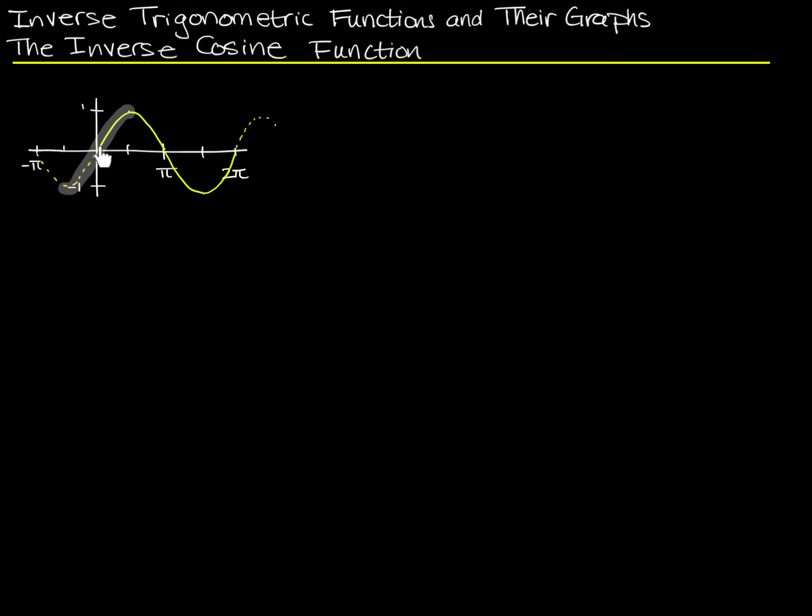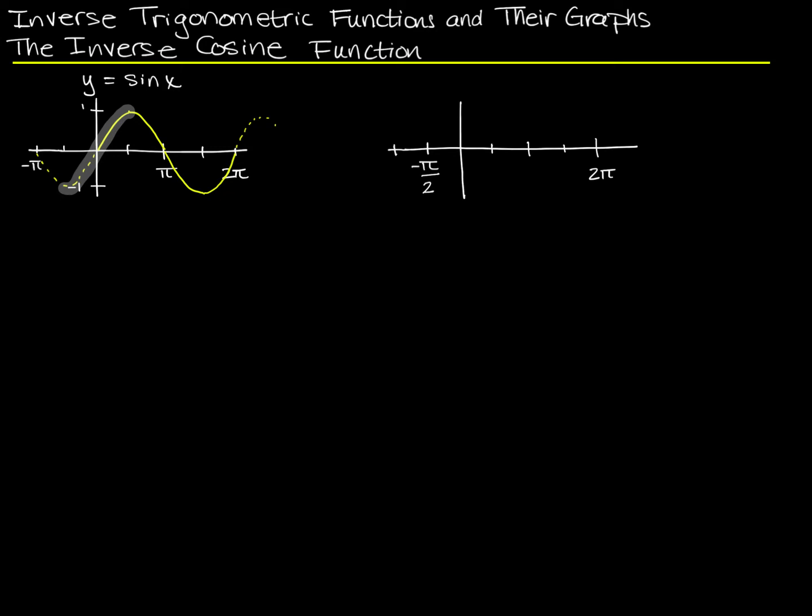This piece of the sine function does. Moreover, it's the longest piece, or any stretch like that would do. It's the longest piece that's one-to-one that passes the horizontal line test as well. And it's conveniently located sort of symmetrically around the origin. This is the graph of y equals the sine of x.